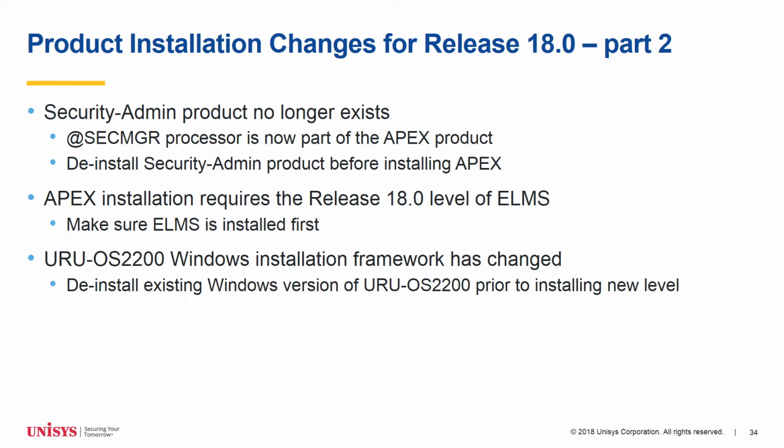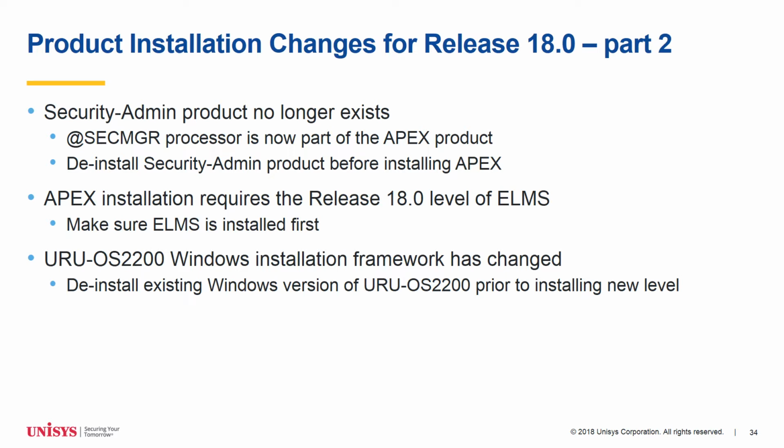The other was a processor called SecManager. Users would provide security keyword syntax that was often located in a batch runstream or addstream element to the SecManager processor. In Release 18, the SecManager processor still exists, but has now been moved to the Apex product. You must deinstall the old Security Admin product before you install the Release 18 level of Apex.